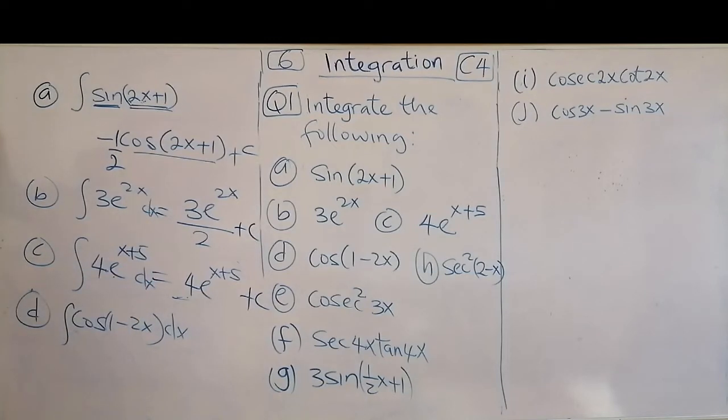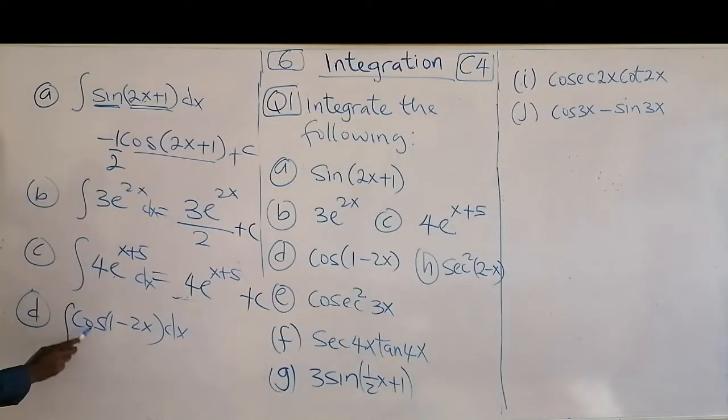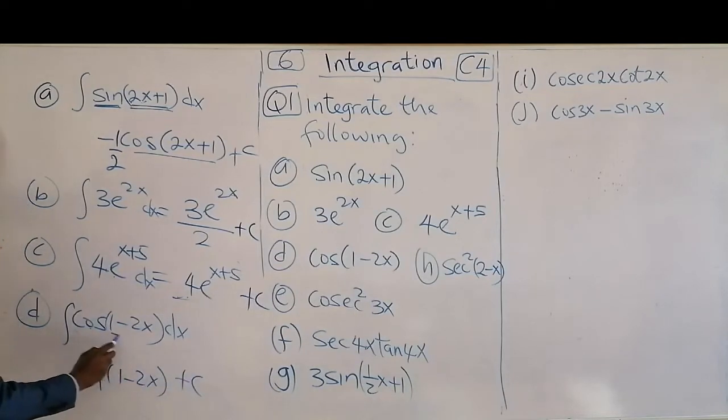D, integral of cos of 1 minus 2x dx. So the integral of cosine is sine of the function, plus c. Then check the function here. What is the derivative of that? The derivative of this function is minus 2. So you divide by minus 2.